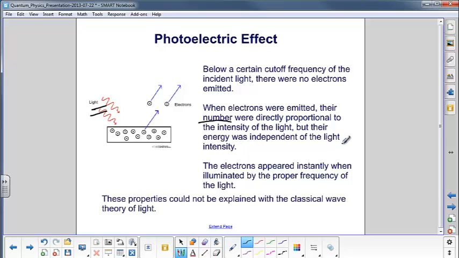However, their energy did not depend on the light intensity. So the light could be very, very bright or very, very dim, and all that would change would be the number of electrons. The energy of the individual electrons would stay the same no matter how bright the light was. In addition, as soon as you hit this proper cutoff frequency, electrons started coming out. There was no delay. They came out right away. None of these properties could be explained with the classical wave theory of light.